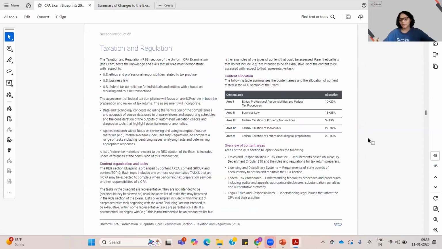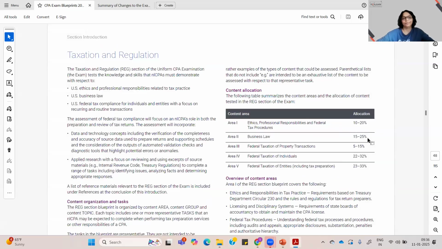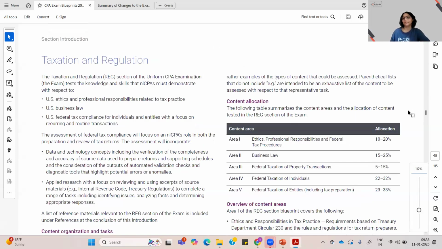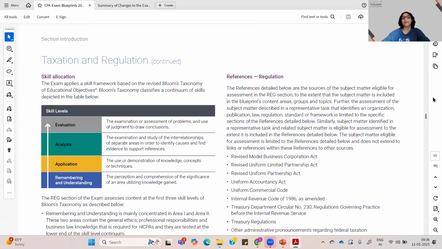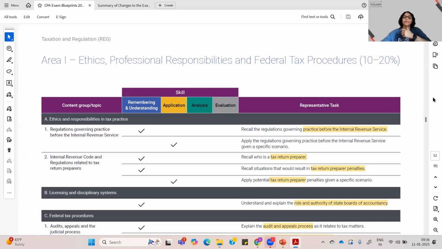Now, what is the blueprint telling you? Guys, can you see the screen properly? Is it big enough? I just want you to understand how to interpret the level of time and the depth that you have to put in every topic in REG. And for that, I think this is the best way to do it.